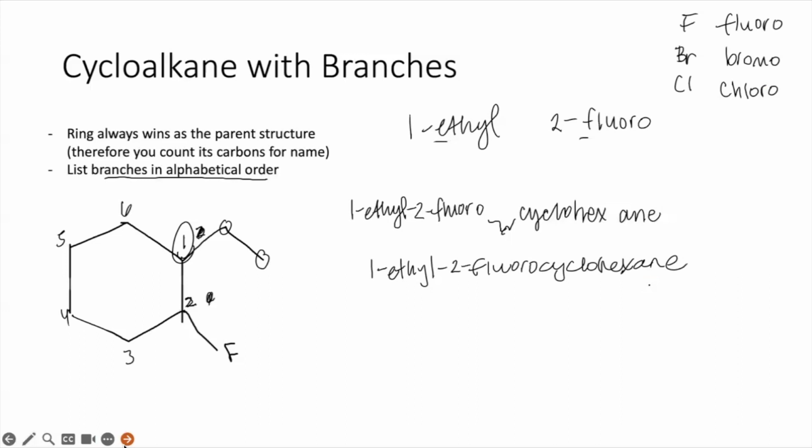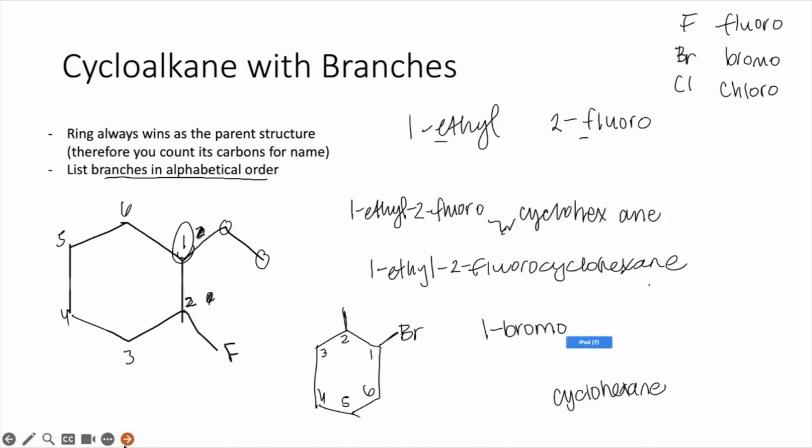All right, let's throw another example in there. So again, a cyclohexane, but let's do a methyl branch and then a bromide branch. All right, so I'm going to number it 1, 2, 3, 4, 5, 6. It doesn't really matter if I started at 1, 2, as long as I put these 2 in the 1, 2 position. All right. So again, I have a cyclohexane, so that will be our ending. So now I'm dealing with a 1-bromo and a 2-methyl.